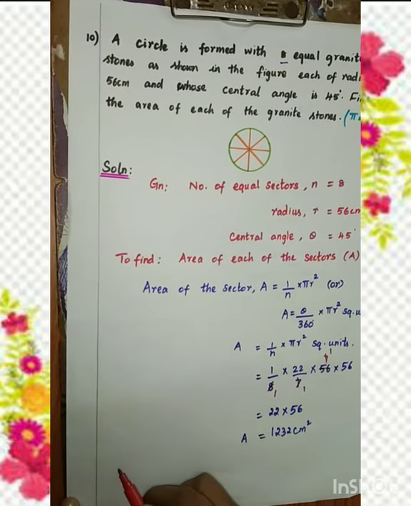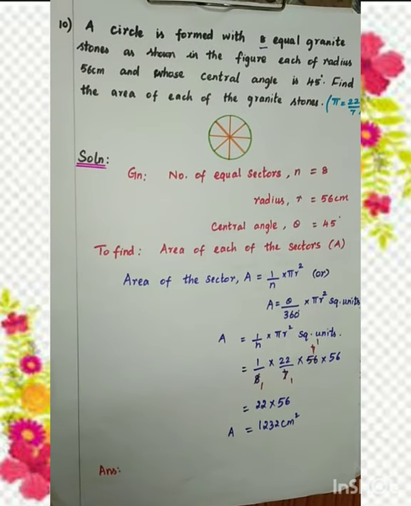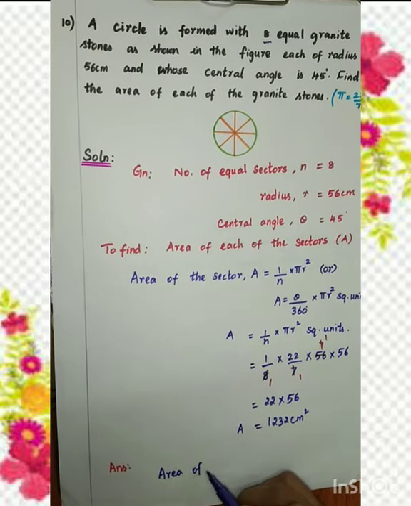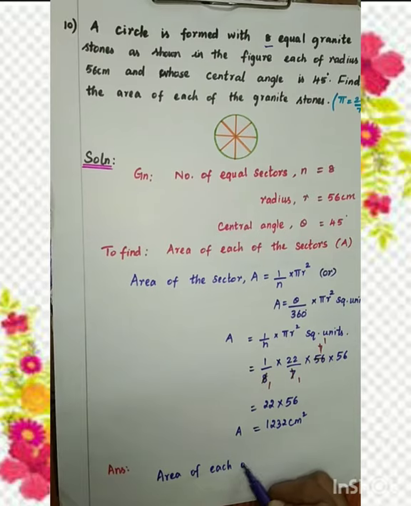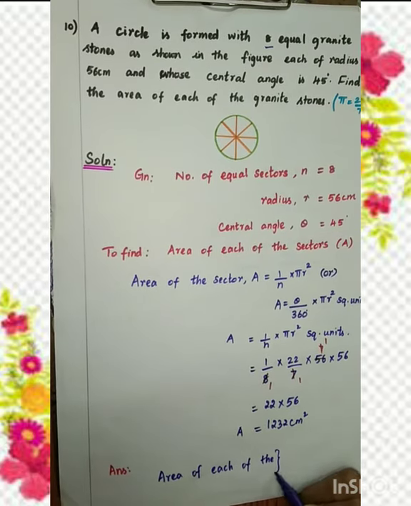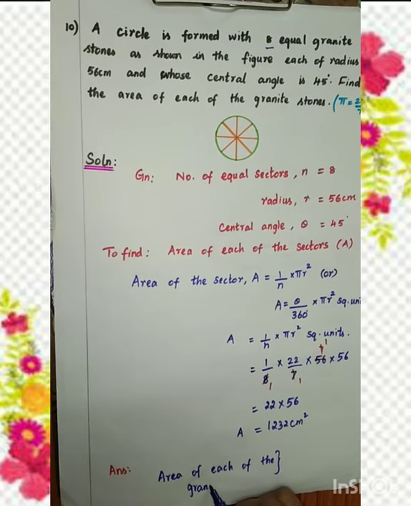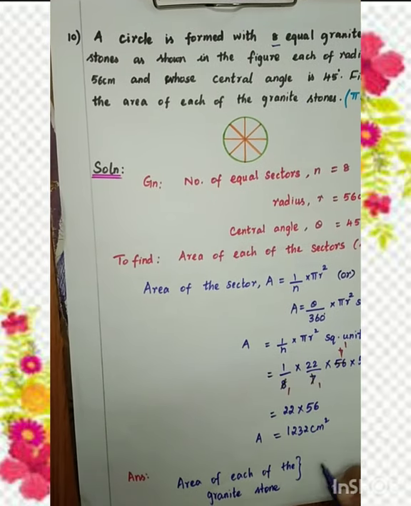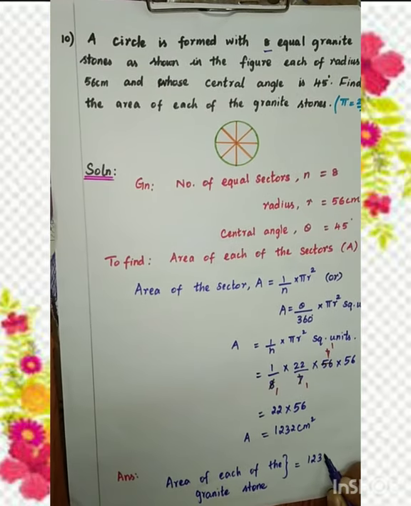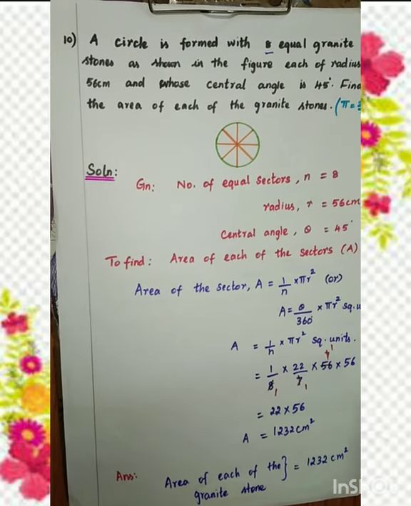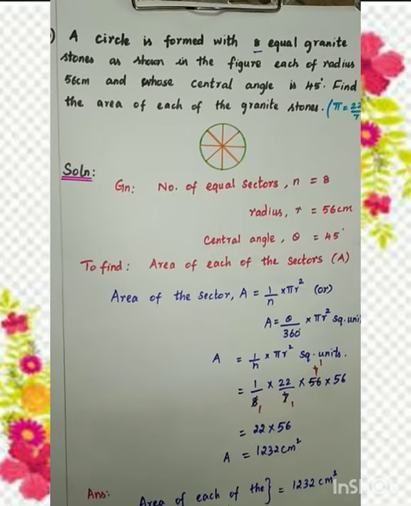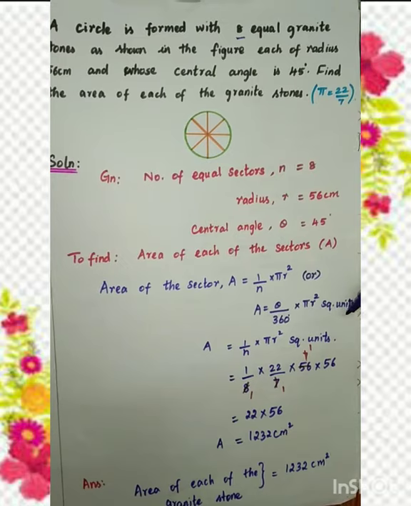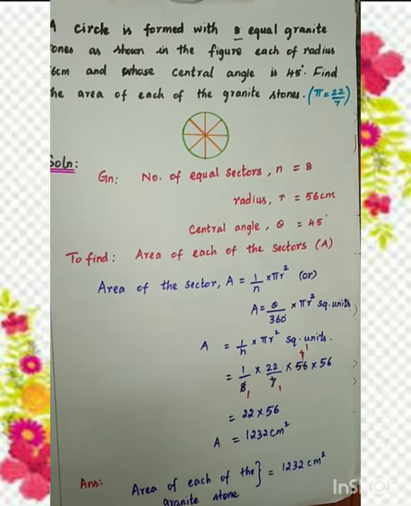Therefore, answer: area of each of the granite stone is 1232 centimeter square. We can apply this formula also. In that case you can apply 45 degree as theta and radius is 56 centimeter. So by using these two formulas we can find area.